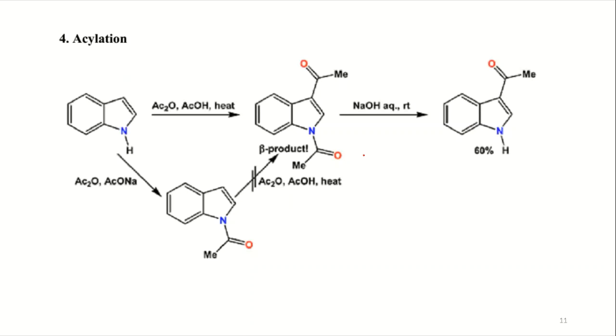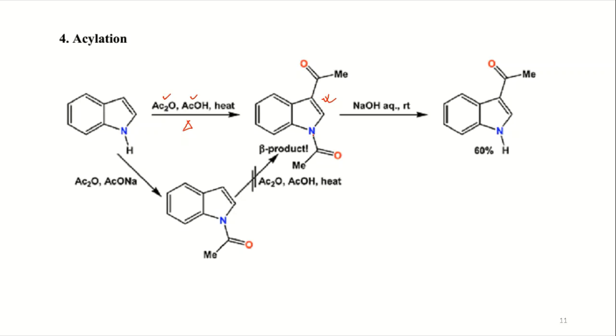Now you have acylation. Now this is a bit important. When the indole is treated with acetic anhydride in the presence of acetic acid and heated, what we found is the formation of this compound, where you have two acylations: you have C-acylation, and you have N-acylation.